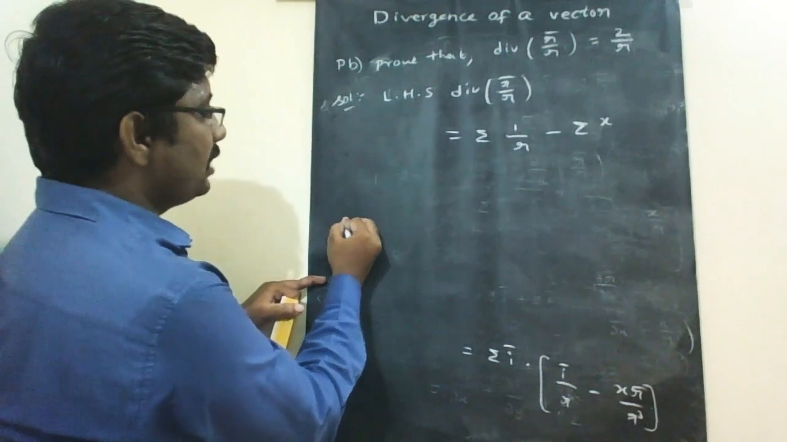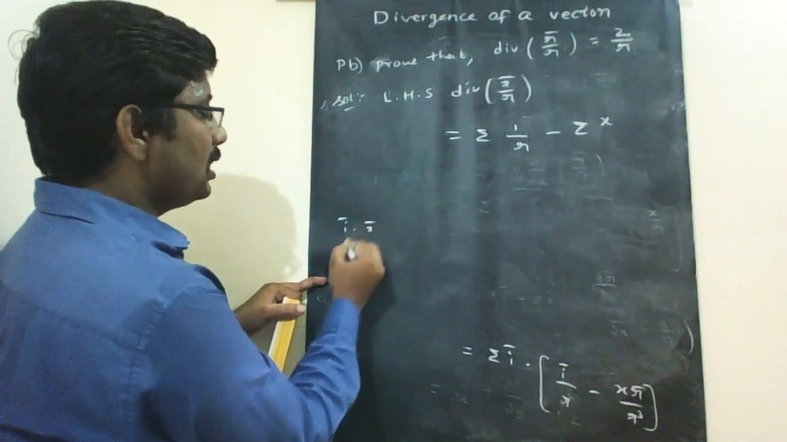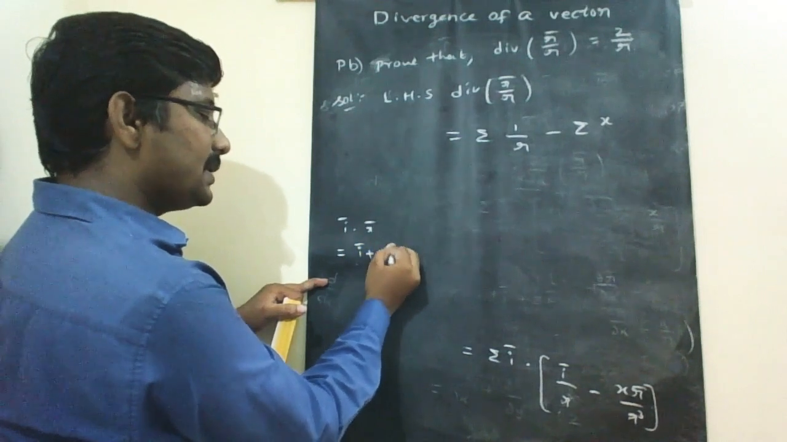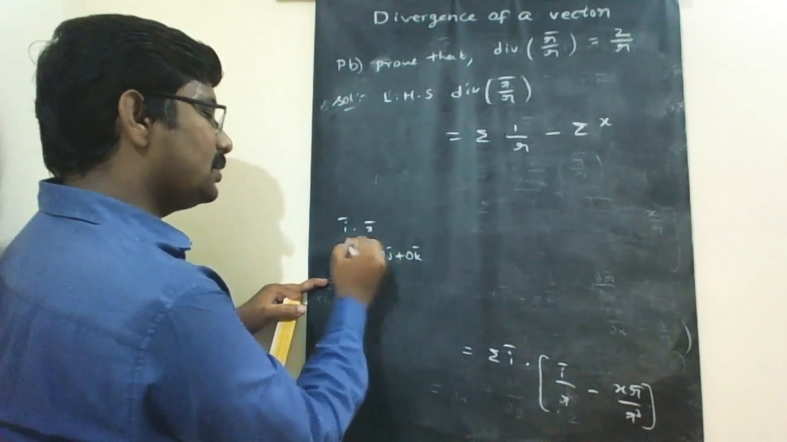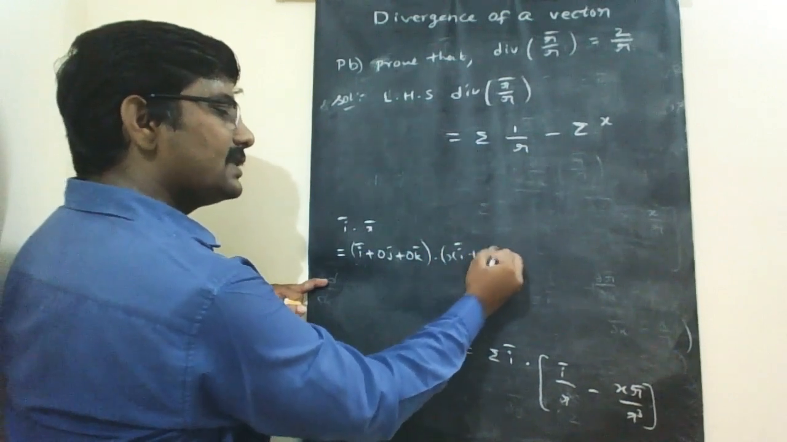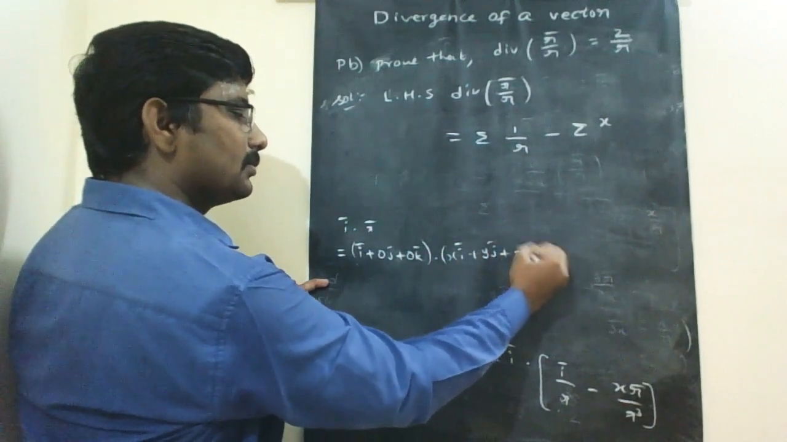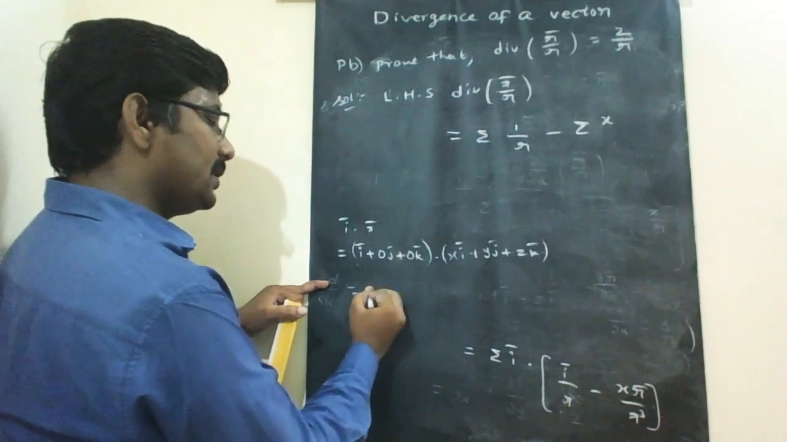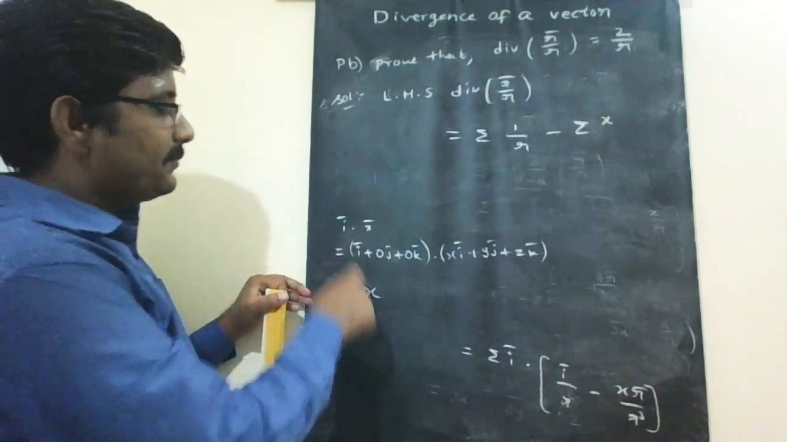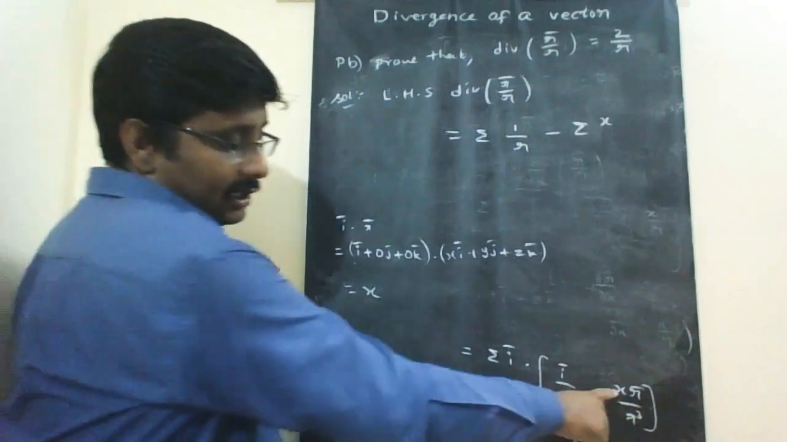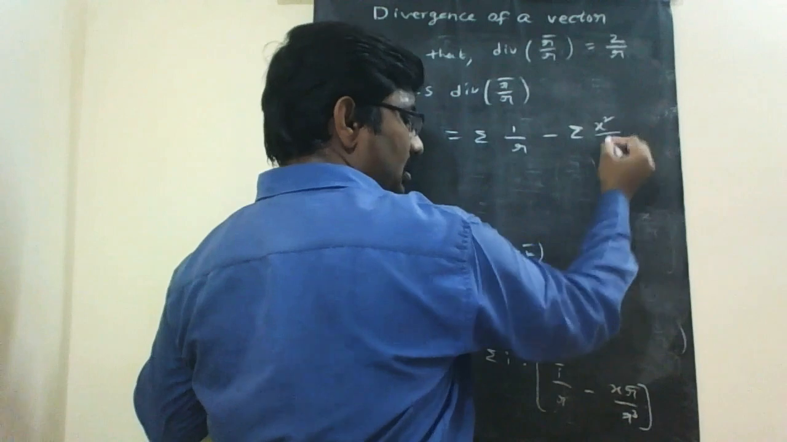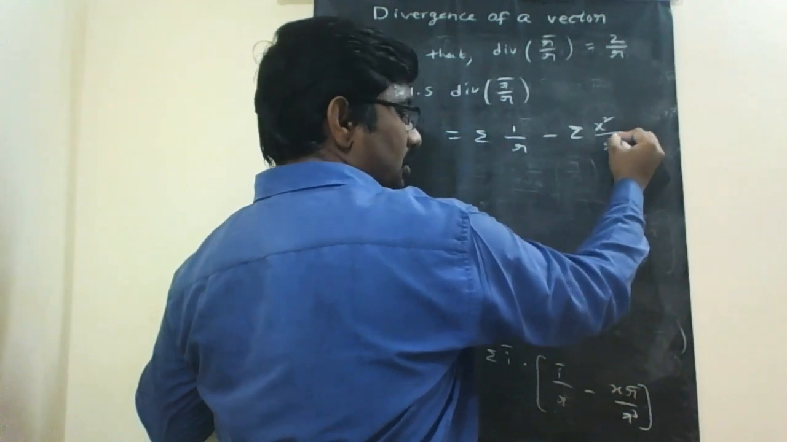So what is the value of i bar dot R bar? i bar means i bar plus 0j plus 0k bar, which is a dot product with R bar. R bar means xi bar plus yj bar plus zk bar. So taking the dot product, that is x into 1 is x, the remaining terms become 0. So that is the value of i bar dot R bar. Already we have x, but what is x into x? x square whole upon R cubed.